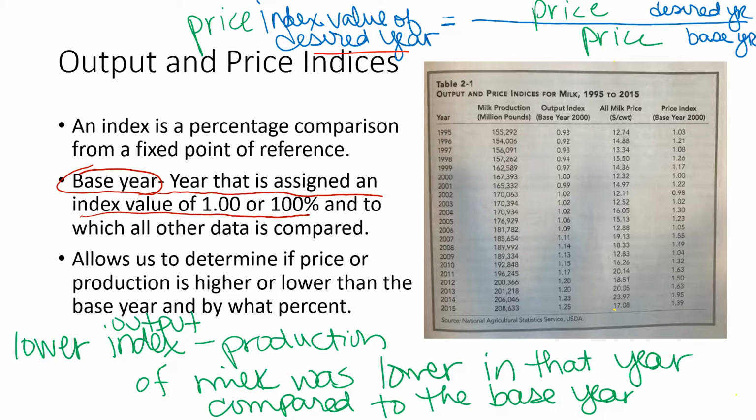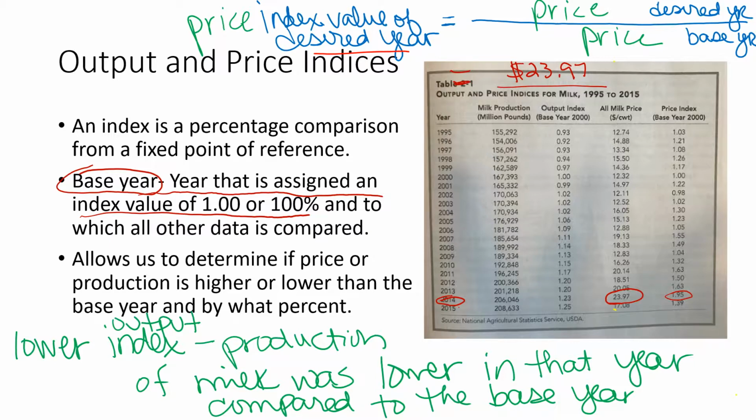So let's do the year 2000. Oh no, our base year is 2000. Let's do 2014. Okay, and let's see if they got that correct. So that's our desired year. So the price index value, so we're checking this 1.95 to see if they got that correct. The price index value of the desired year equals the price for the desired year. So our price for 100 pounds of milk in 2014 was $23.97. For those of you who are dairy farmers, that would be awesome if the price of milk was $23.97.